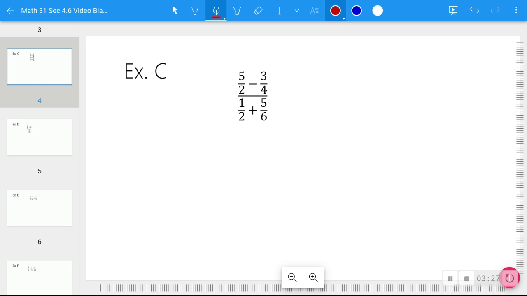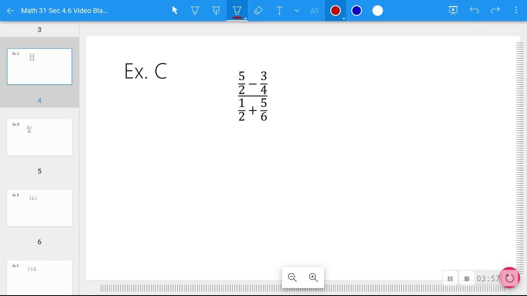Okay, example C, you can see that we have a lot of fractions involved. There's 4 of them. We're subtracting 2 fractions on the top and adding 2 fractions on the bottom. Now you're going to look at these denominators here, 2, 4, and 6. Now there is another 2, but that doesn't change what we're going to do here. You need a number that cancels with 2, cancels with 4, and cancels with 6. And the first number that these all go into is 12.